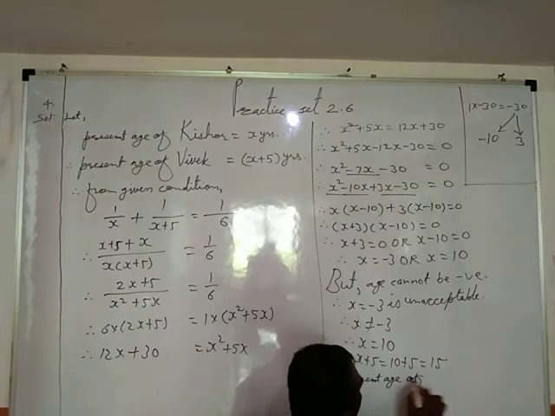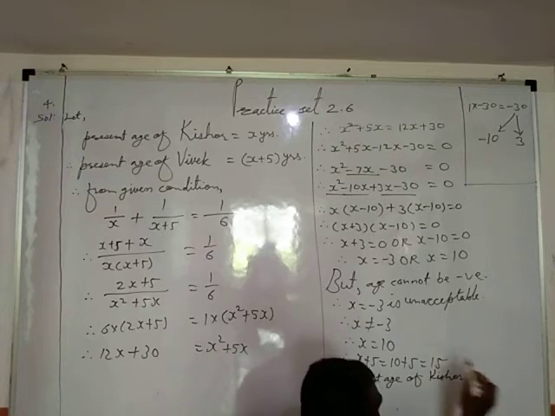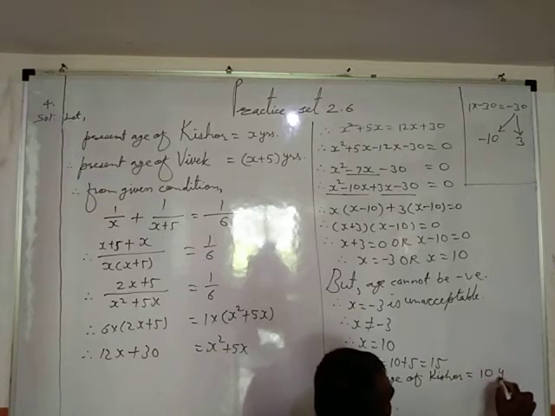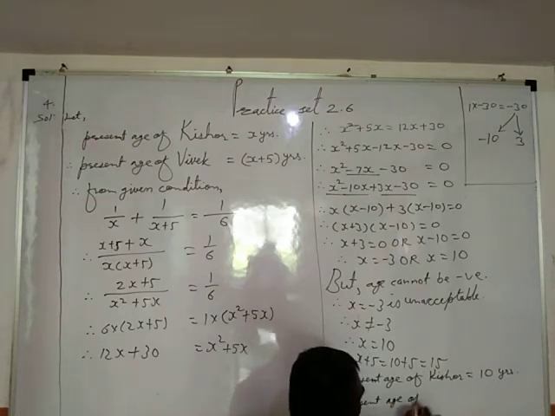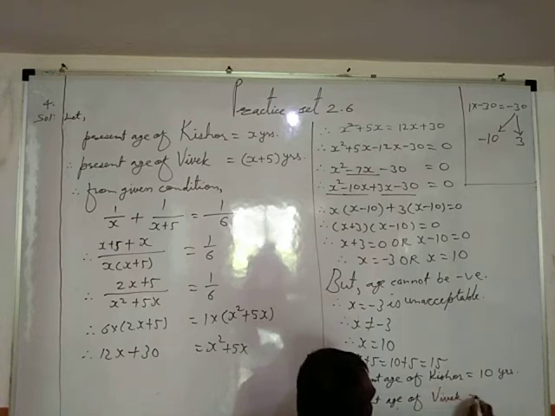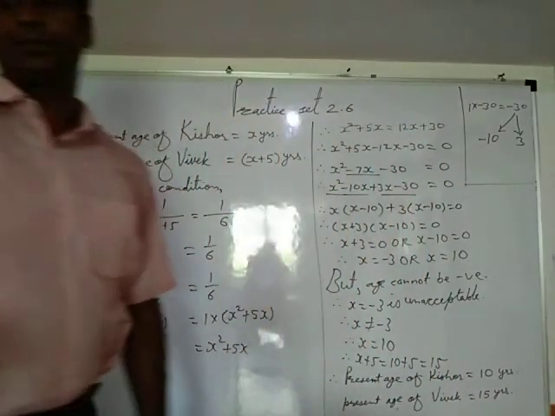Therefore present age of Kishore equals x years, and the value of x is here 10, that's why 10 years. Present age of Vivek, yes, present age of Vivek we considered as x plus 5, and the value of x plus 5 is 15, that's why 15 years will be the present age of Vivek.